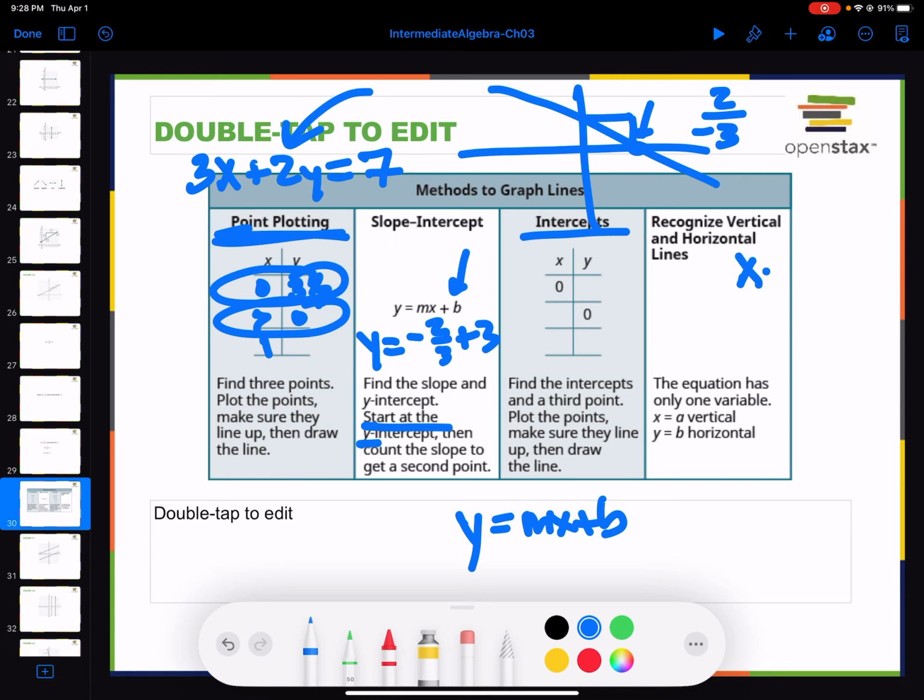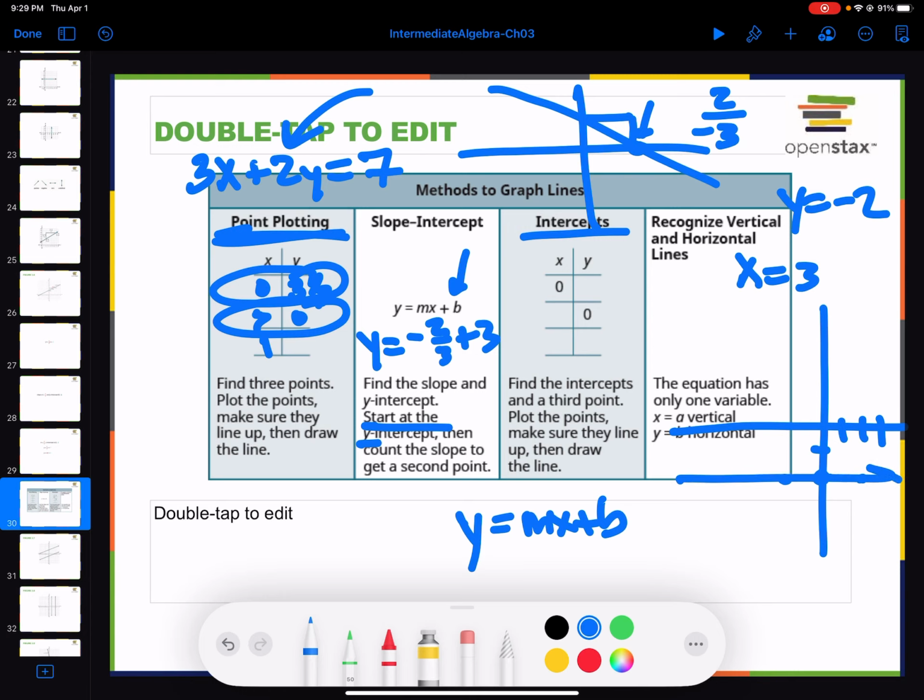So let's say we had x equals 3. How would you graph that one? What you could do is imagine any point. So here's 1, 2, 3. x equals 3 here, x equals 3 here, x equals 3 here. That's going to give you your vertical line. Or let's say we had y equals negative 2. So here is y equals negative 2, y equals negative 2. So our graph is going to be that horizontal line.